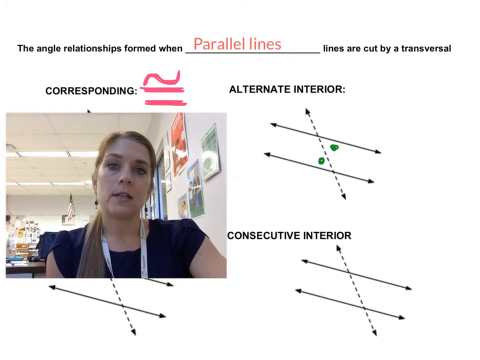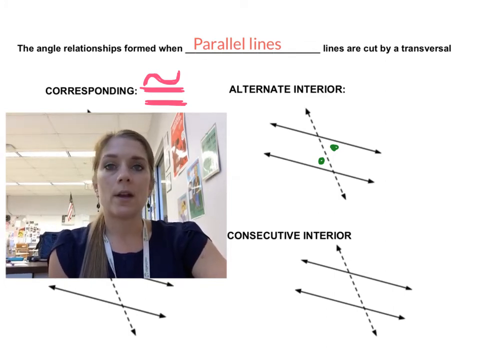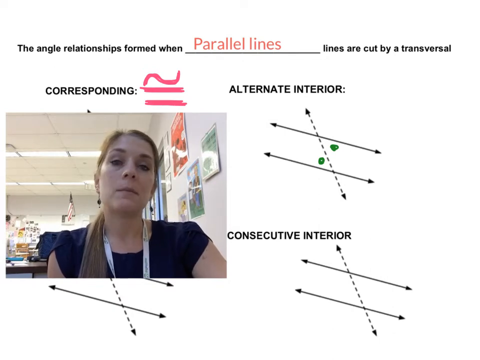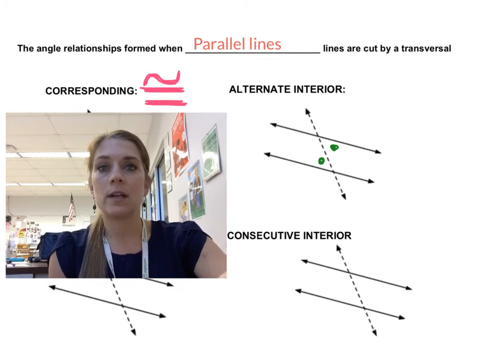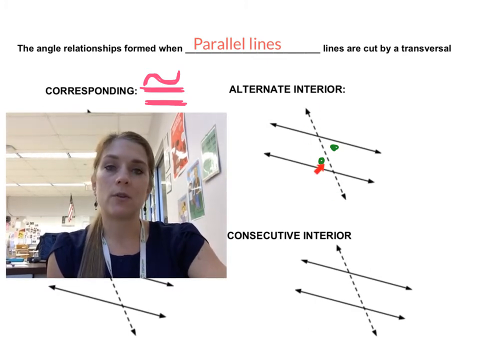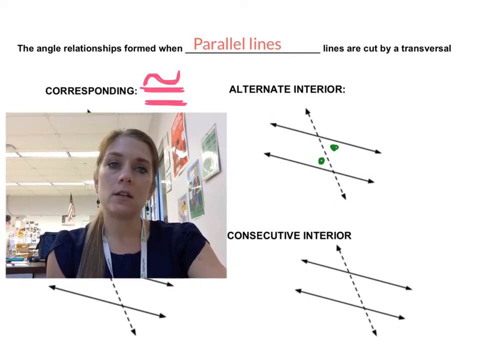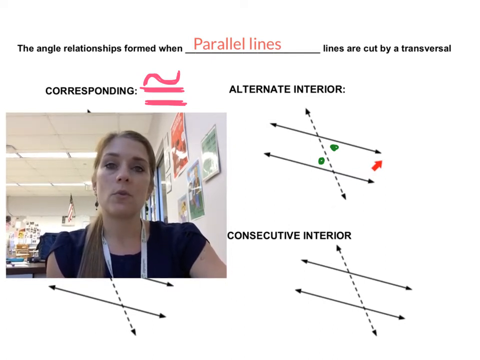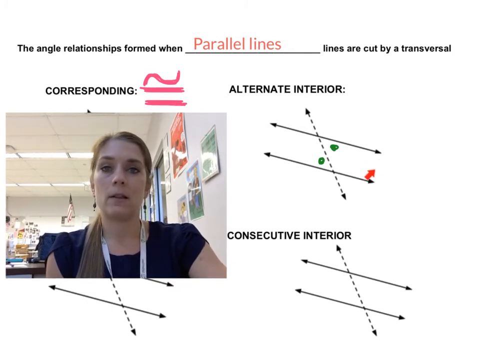So now let's take a look at the alternate interior angles. The deal with alternate interior angles is understanding where those names apply, because the alternate applies to the angles that are found on either side of the transversal, so alternate sides of the transversal, and the interior refers to the relationship with the parallel lines. It is inside the parallel lines.